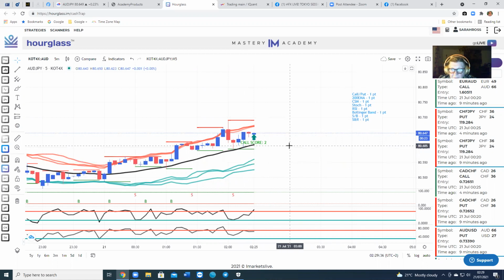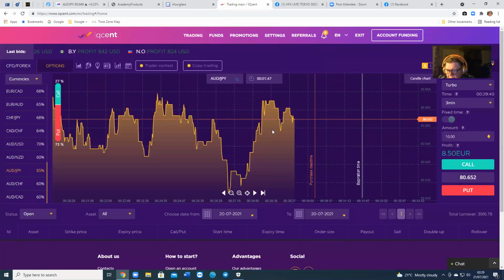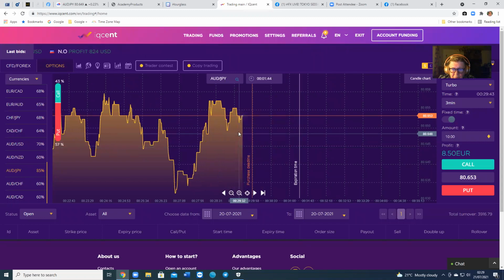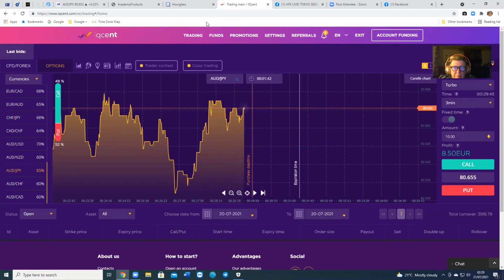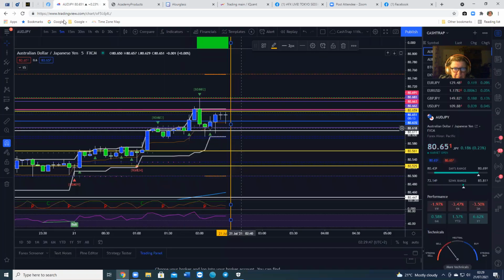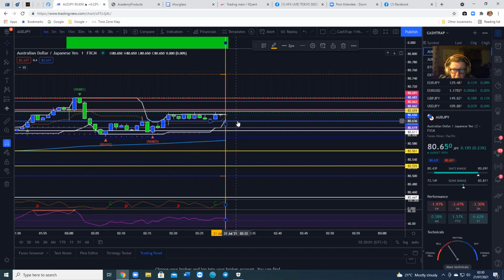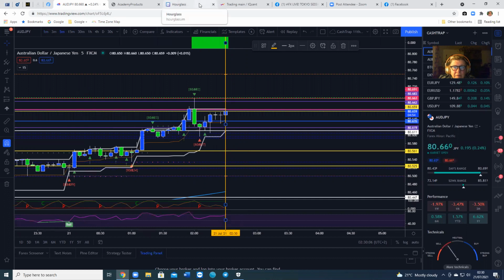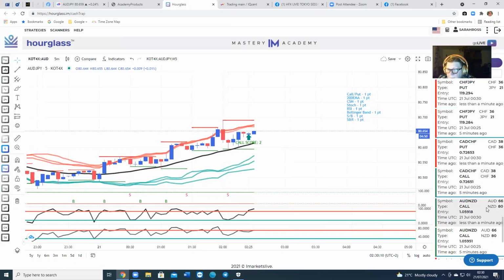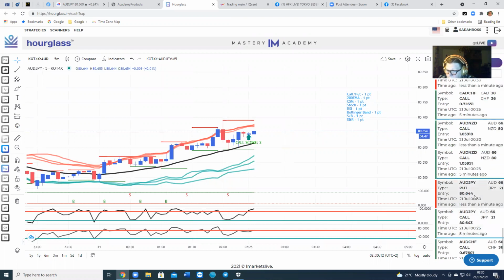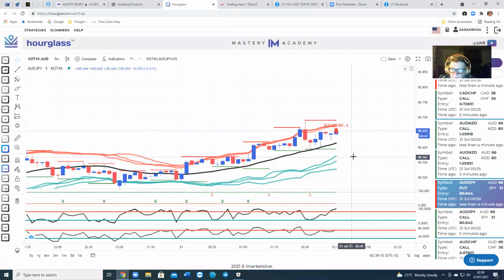So we'll just look at what the half hour tells us. 647, 652, difference of 5. Come down to the 1 minute, and it's just very strongly rejecting at the moment off that 660. This is on the 1 minute, remember. And here we are on the half hour. Put it back on the 5. Hourglass has given us a put actually at 644.